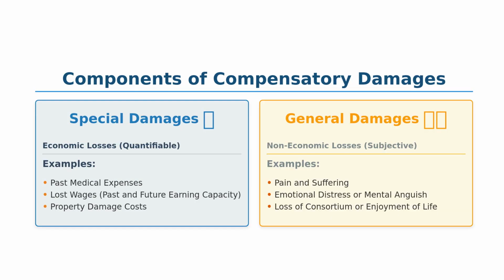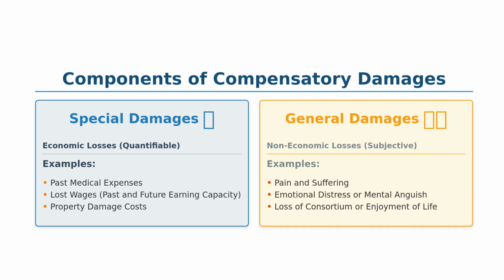Now that we have isolated compensatory damages as the mechanism to make the plaintiff whole, we must examine their internal structure. Compensatory damages are universally divided into two distinct components: special damages and general damages. Special damages cover the economic losses, the actual, out-of-pocket costs that are easily quantifiable and verifiable, often supported by receipts or payroll records. Think of past medical expenses, future medical care projections, and lost wages from time missed at work.